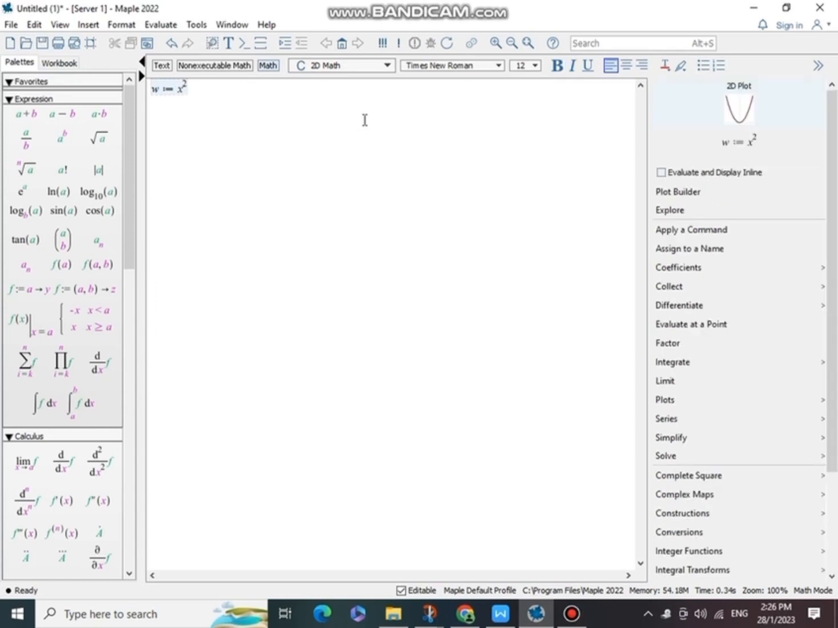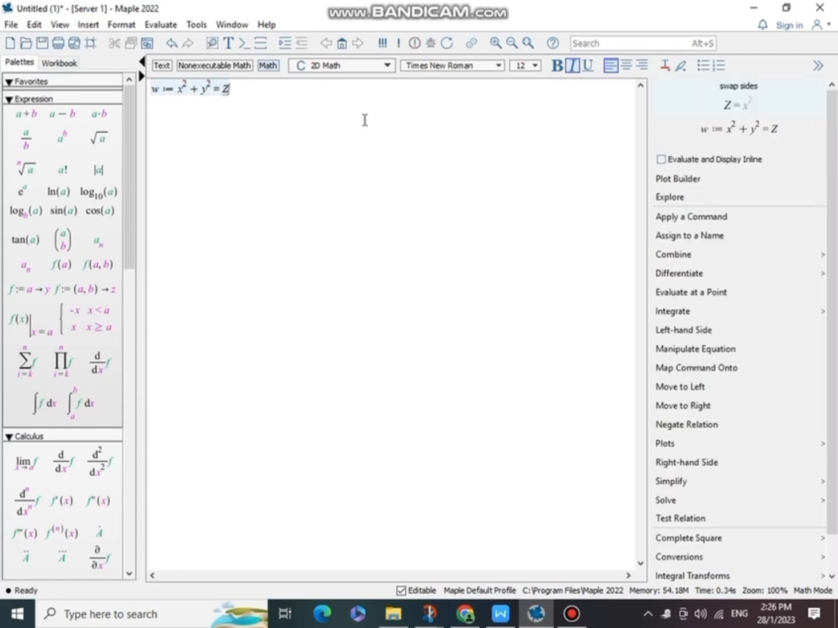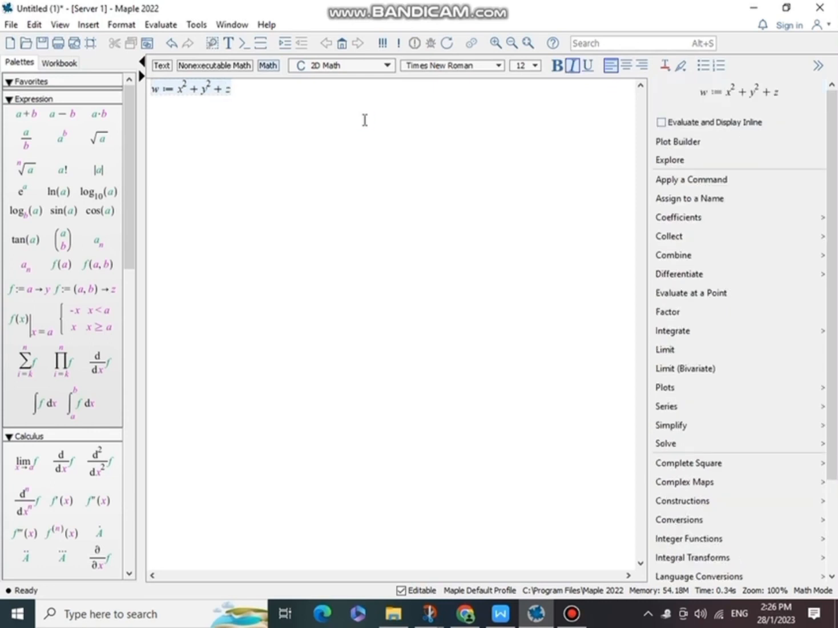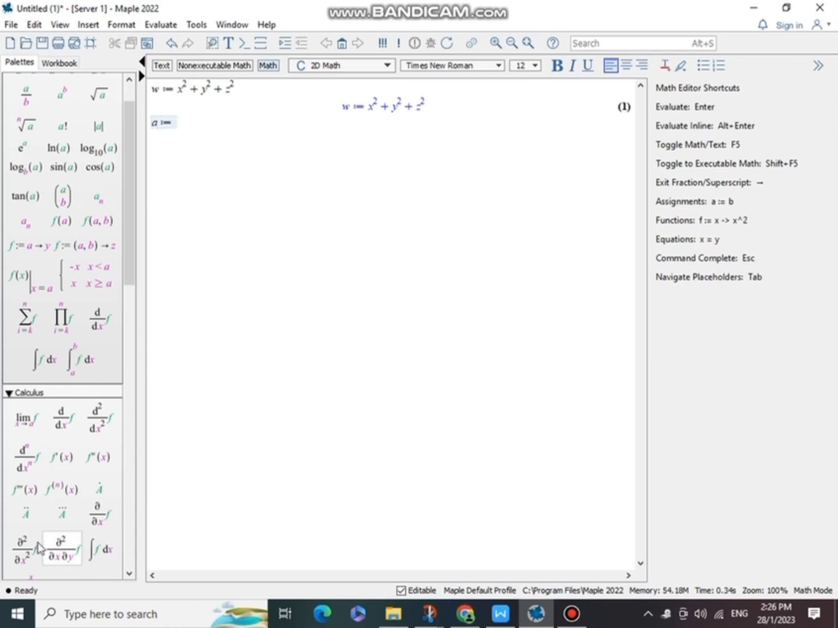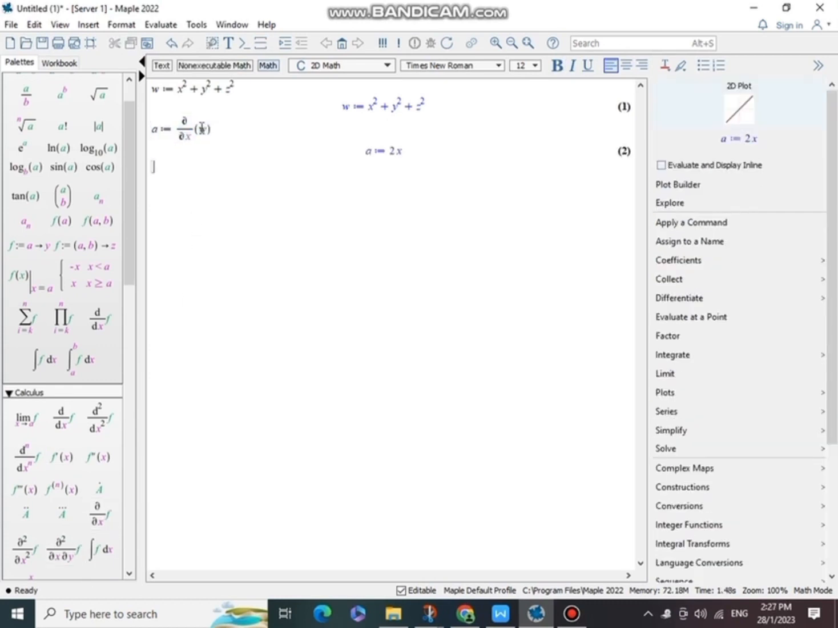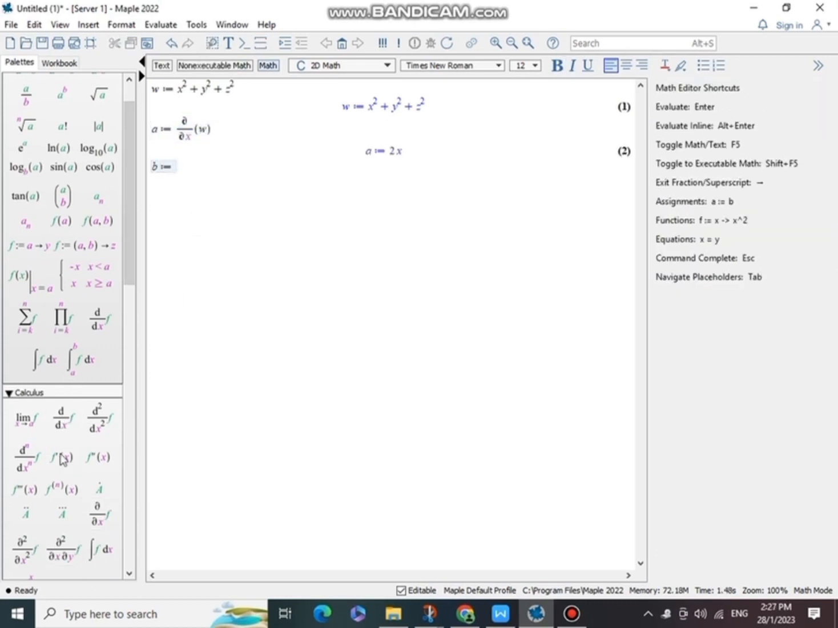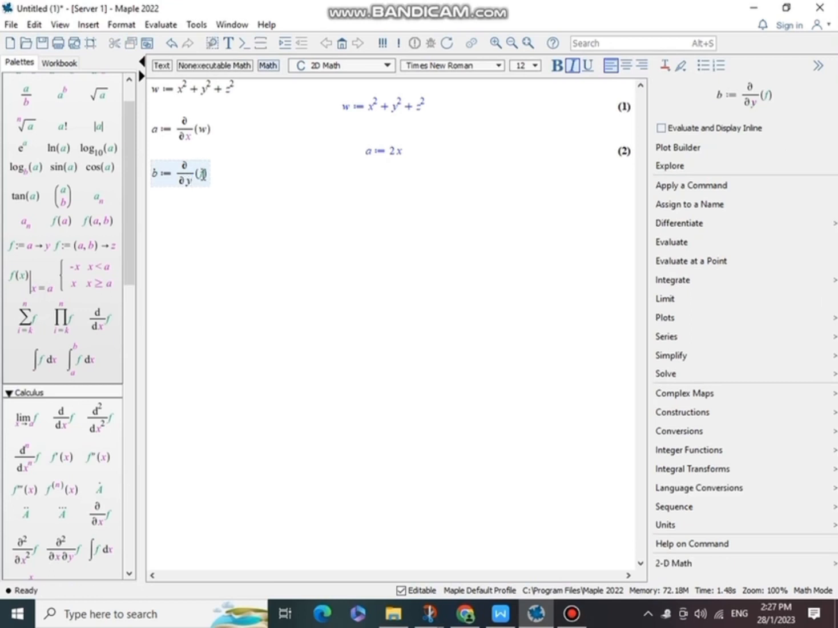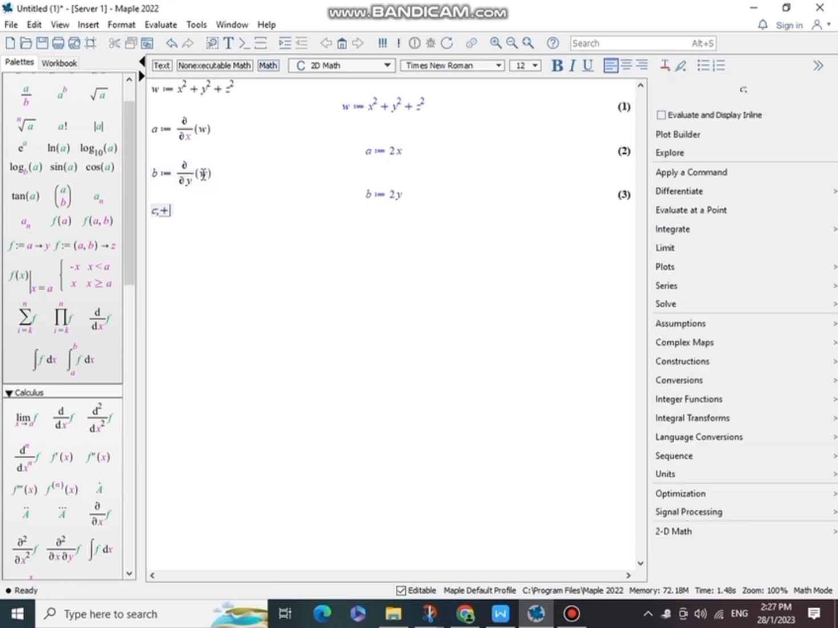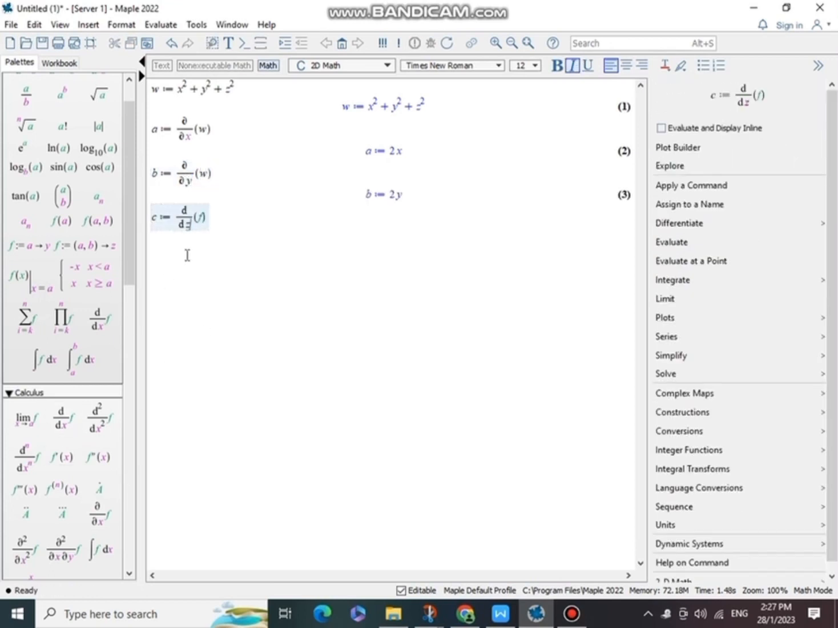So now I want to demonstrate how to do question 1 using Maple. So first, we write the equation W is equal to x squared plus y squared plus z squared. And then we must find a differential of x, y and z, represented as A, B and C.